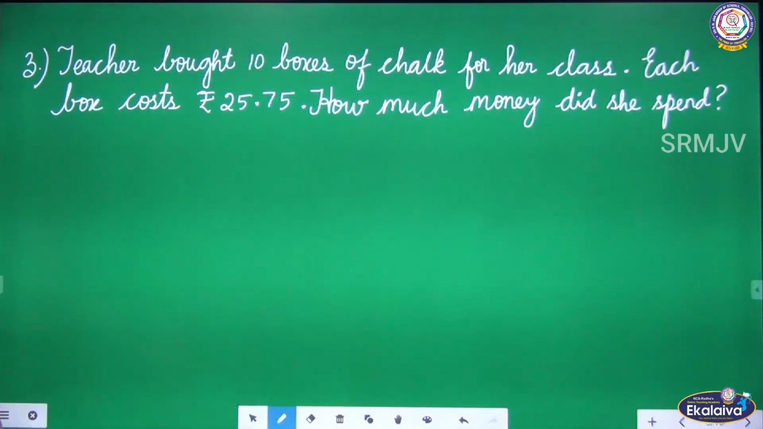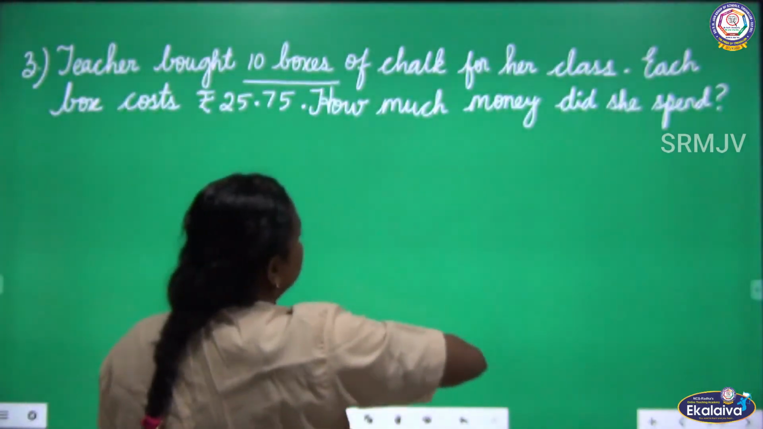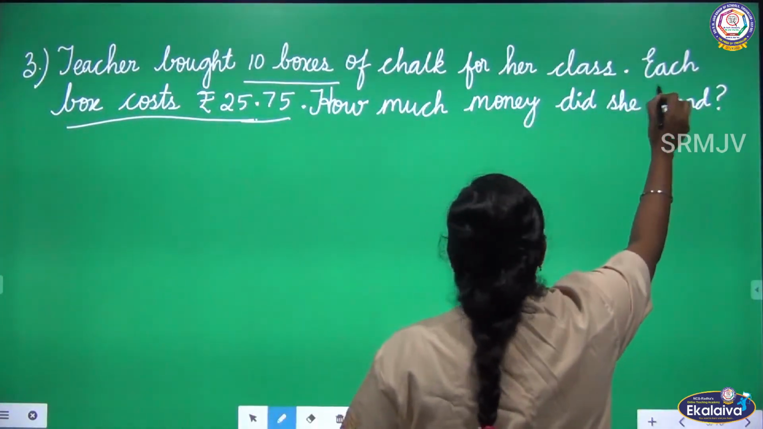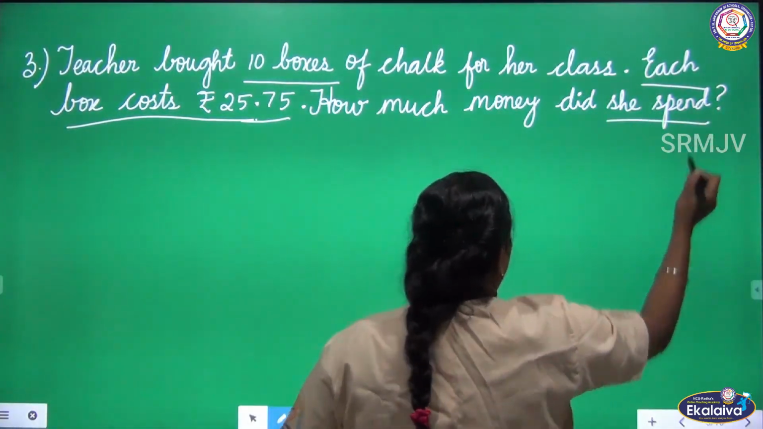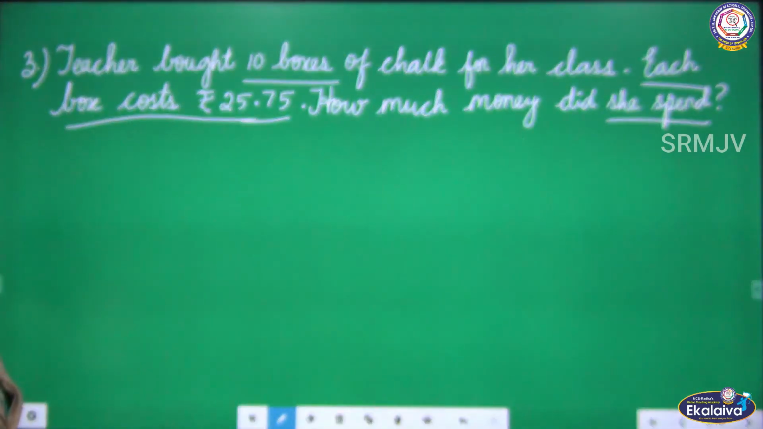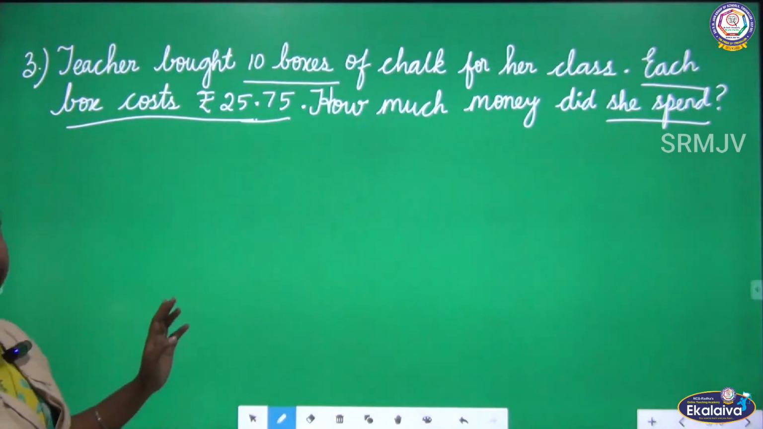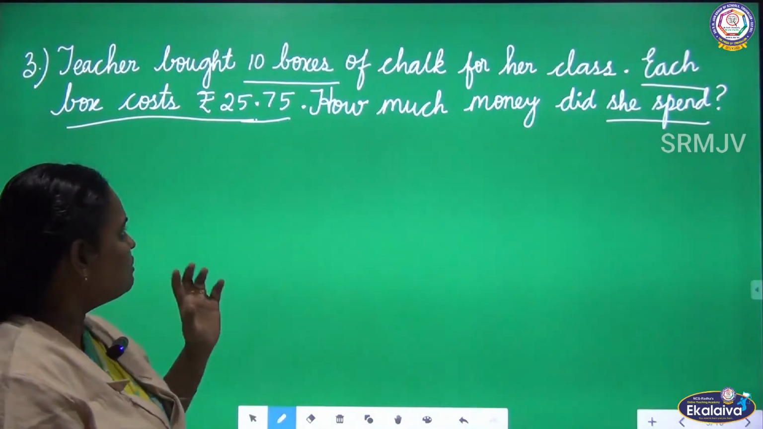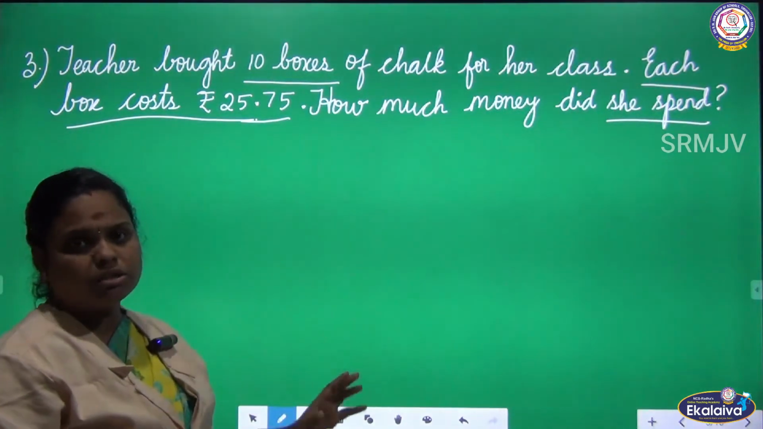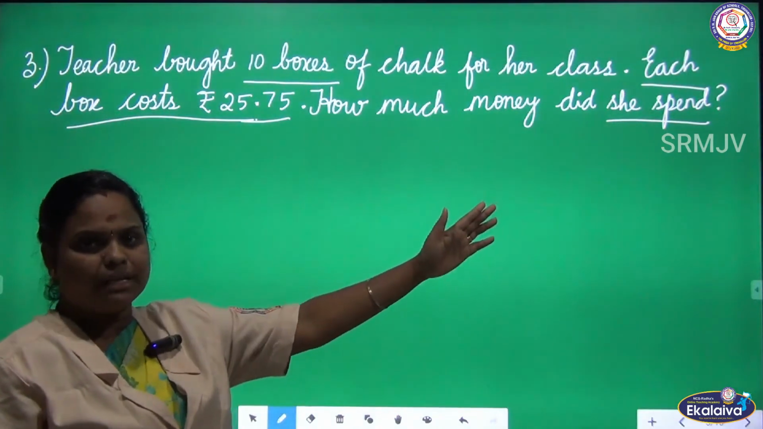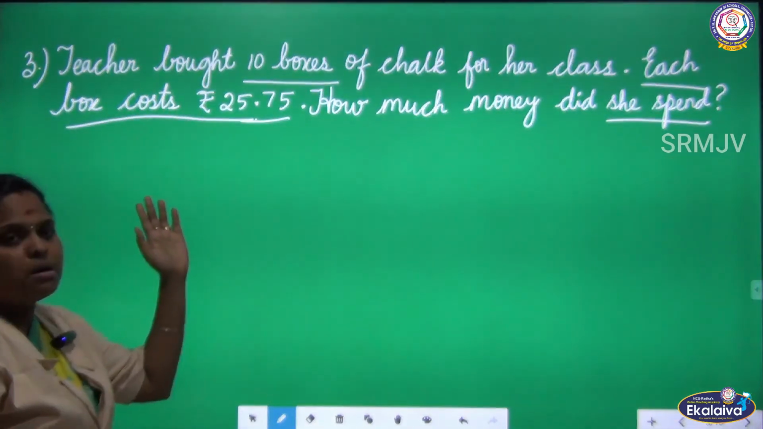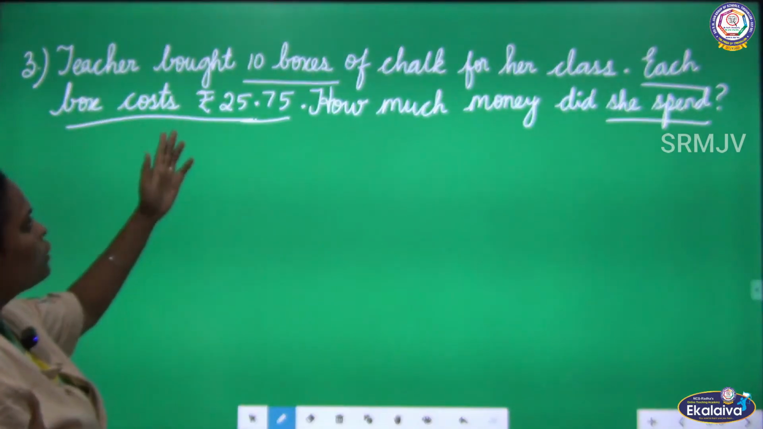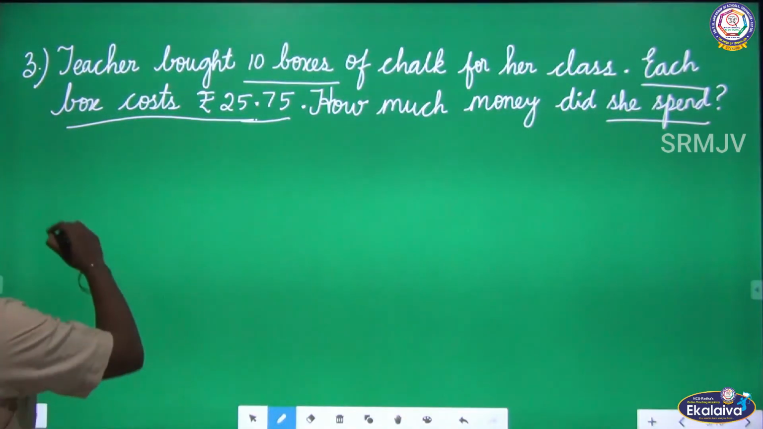Next one, a teacher bought 10 boxes of chalk for her class. Each box costs rupees 25 and 75 paise. How much money did she spend? So listen children, what is the cost of one box of chalk? 25 rupees 75 paise. So the teacher bought 10 boxes of chalk. So how much money she spent, they are asking. So what we have to do? We are going to multiply, because they have given the cost for one box of chalk and 10 boxes were bought. So we are going to multiply and then find out the answer.